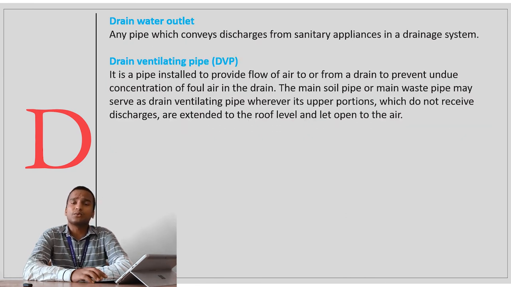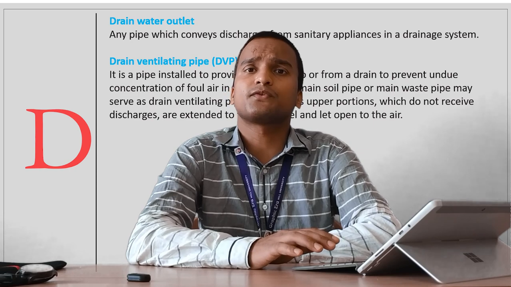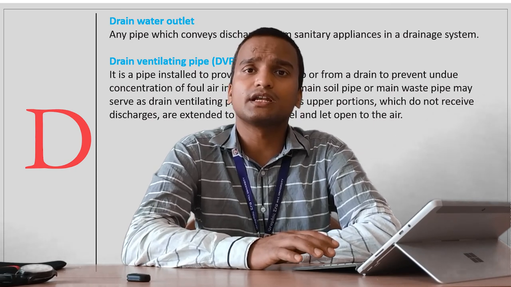Next term is drain water outlet. This stands for any pipe which conveys discharges from sanitary appliances, including everything that we install in kitchen or bathrooms, to the drainage system. And the last term for this class is drain ventilating pipe.